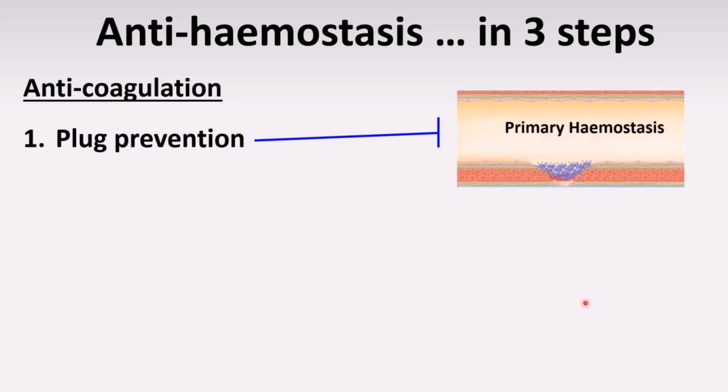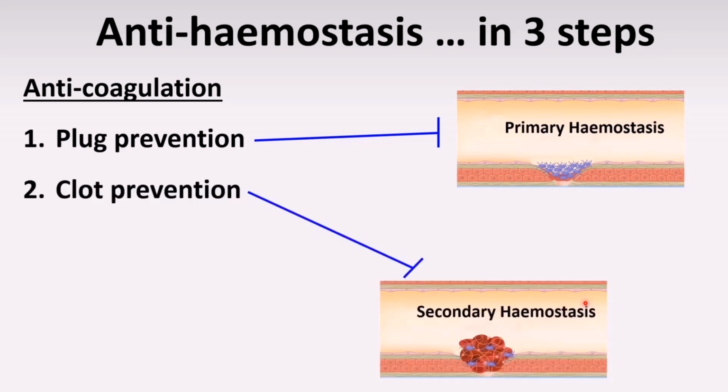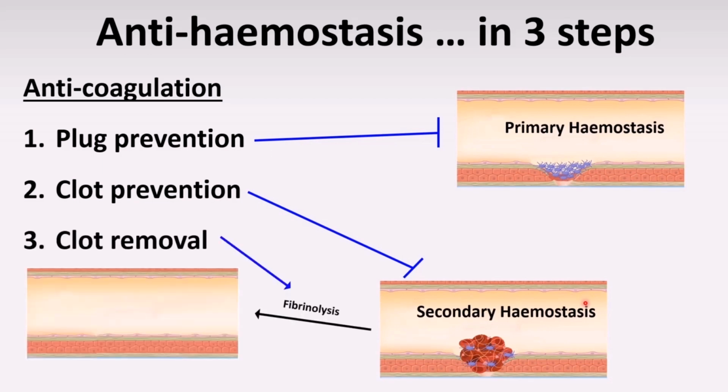Okay, so from your earlier recordings, you have remembered that hemostasis comprises 3+1 steps. For anti-hemostasis, there are actually 3 steps. The first step would be your plaque prevention or your inhibition of primary hemostasis. Second step would be clot prevention, and that's the inhibition of secondary hemostasis. And the third would be clot removal or fibrinolysis. And these 3 steps are exactly the ones that we will be learning today.